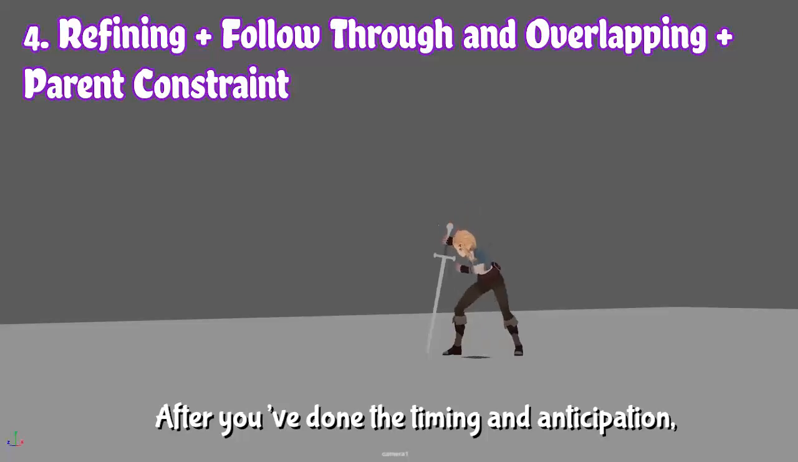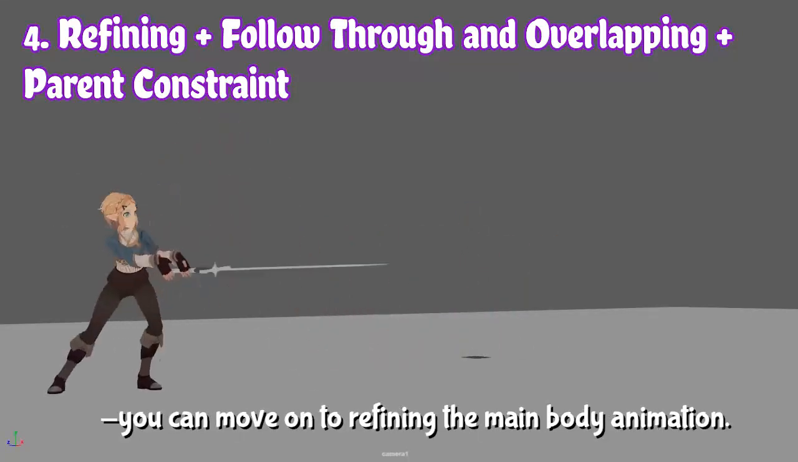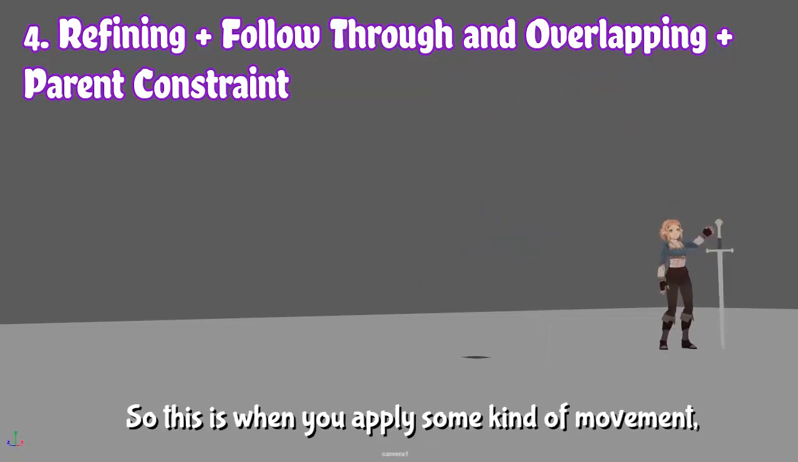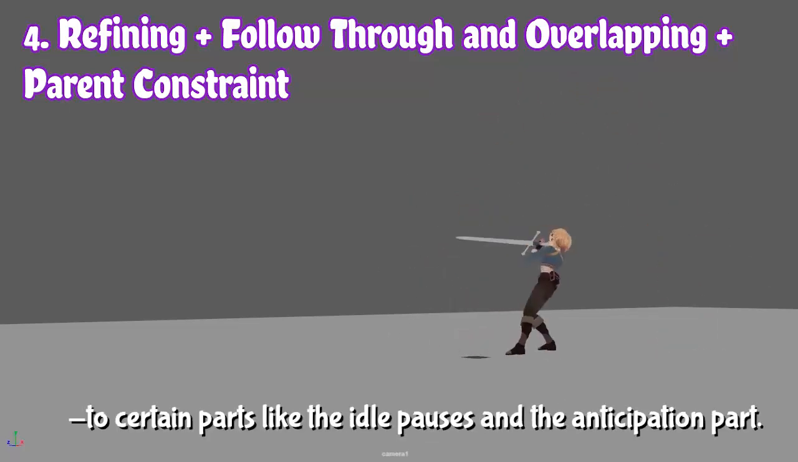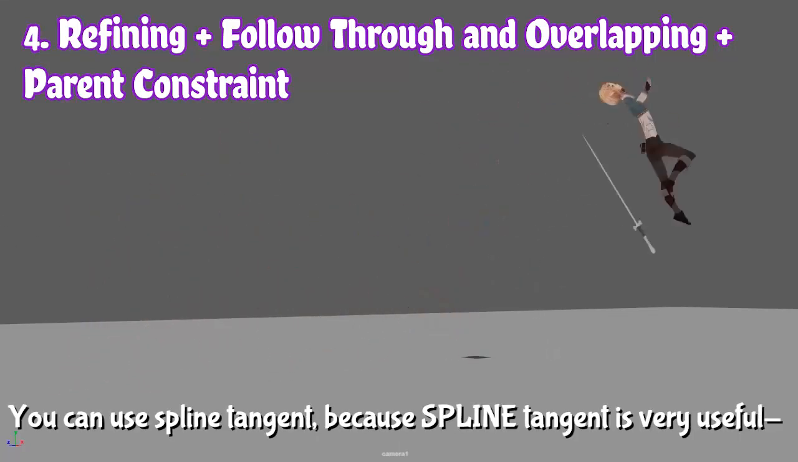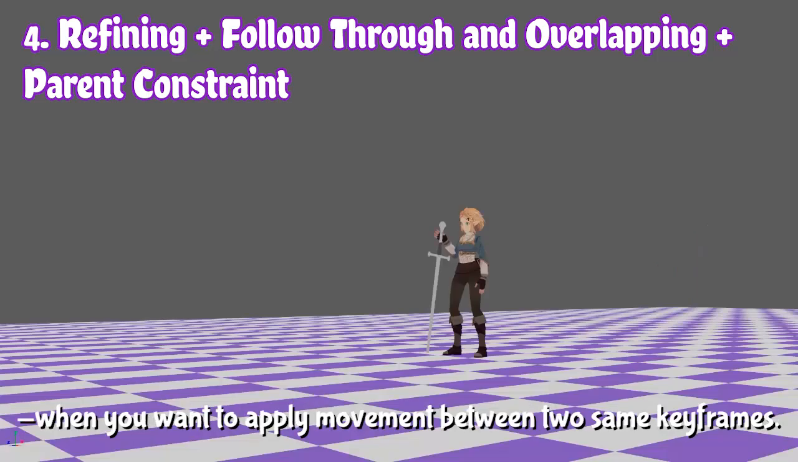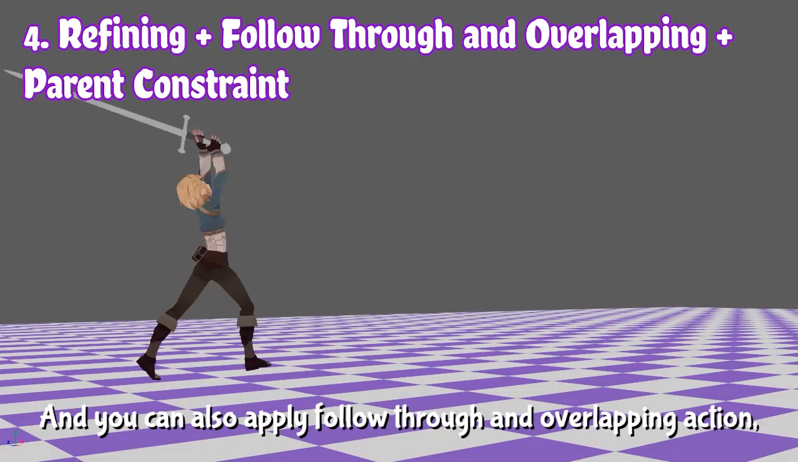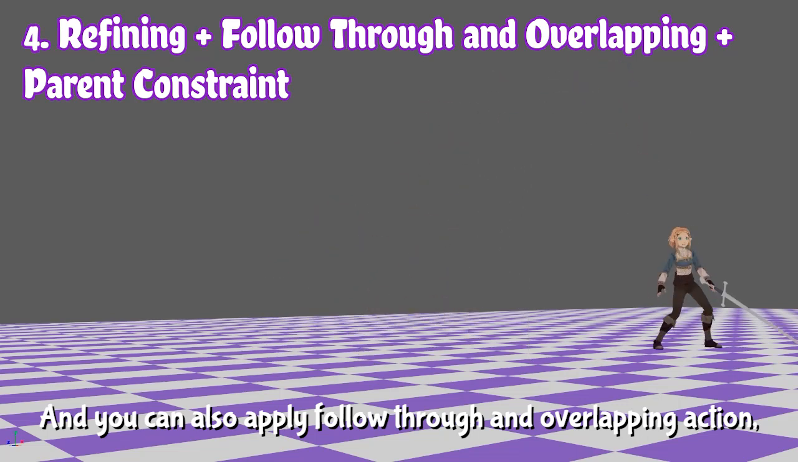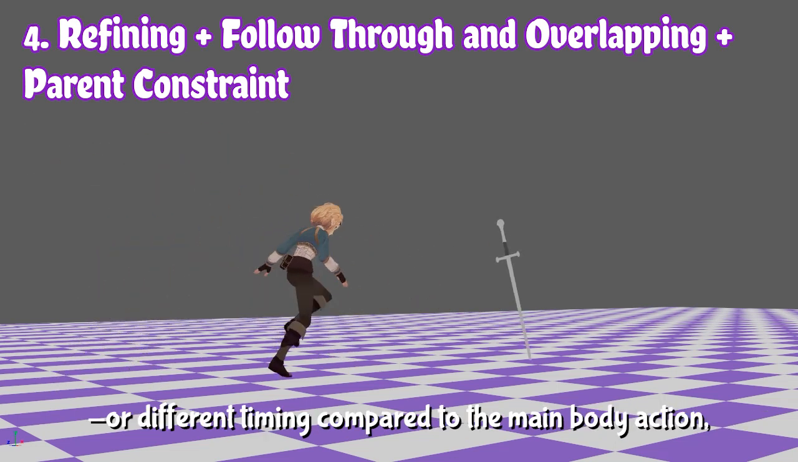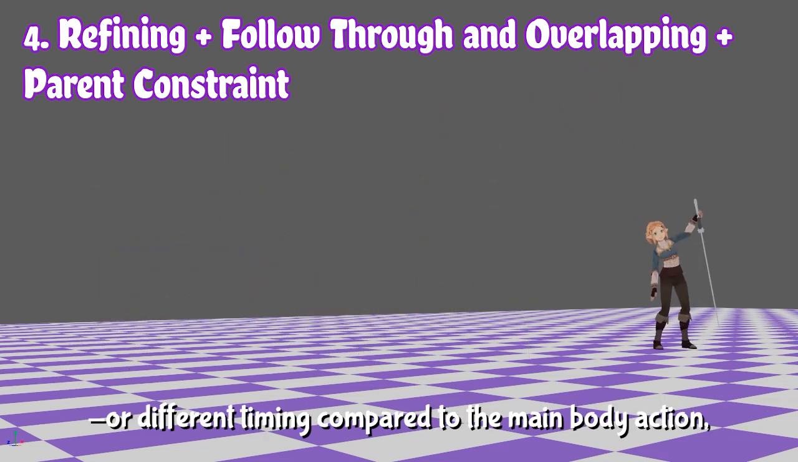After you've done the timing and anticipation, you can move on to refining the main body animation. This is when you apply some kind of movement to certain parts, like the idle pauses, like the anticipation part. You can use spline tangent because spline tangent is very useful when you want to apply movement between two same keyframes. And you can also apply follow through and overlapping action with certain body parts where they move at a different speed or different timing compared to the main body action.